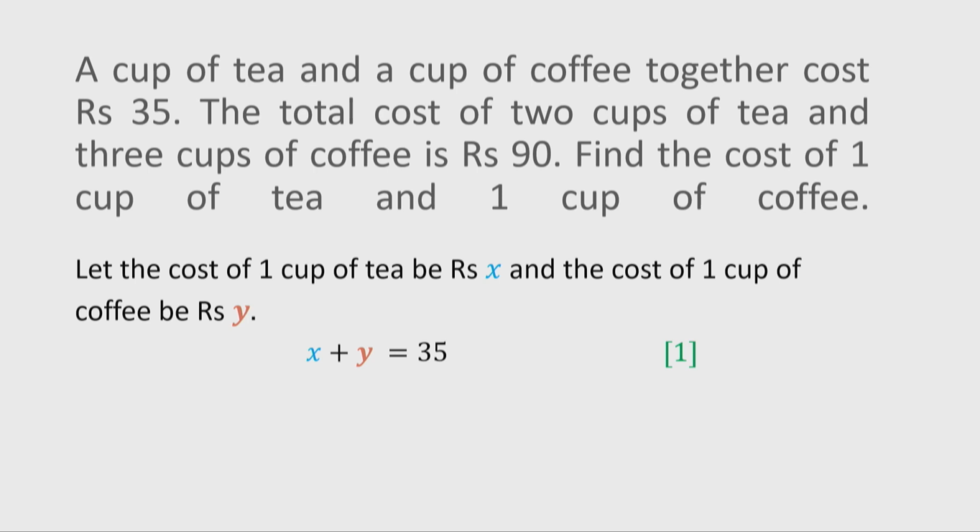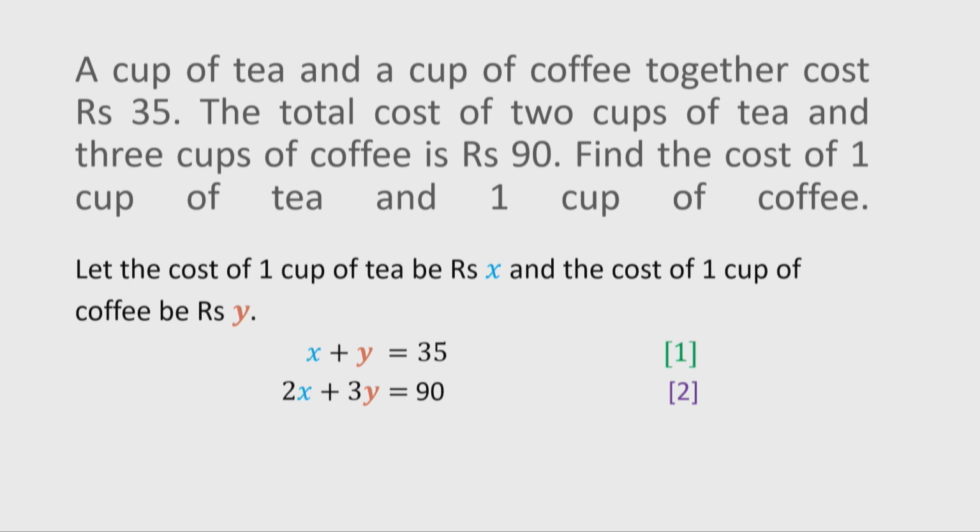Now in the same way, we will come up with the second equation. The total cost of 2 cups of tea and 3 cups of coffee is 90 rupees. So what will be the second equation then? 2 cups of tea mean 2x. 3 cups of coffee will mean 3y. So 2x plus 3y equal to 90.